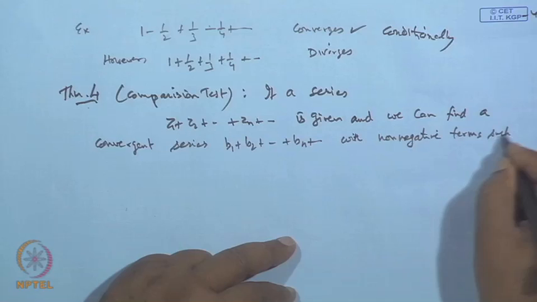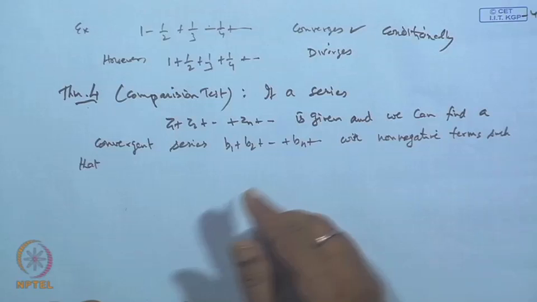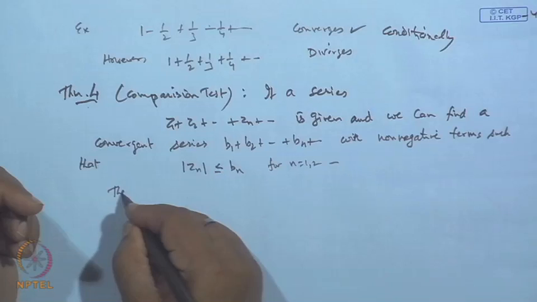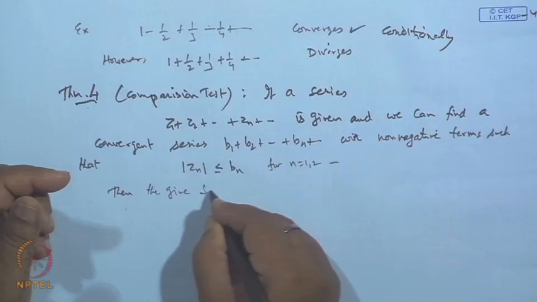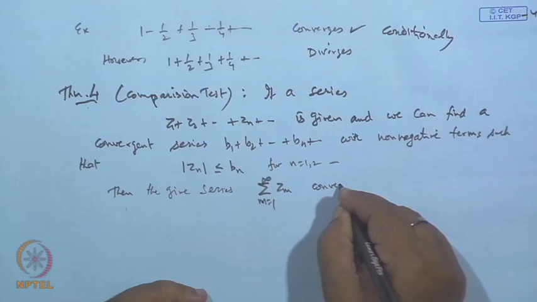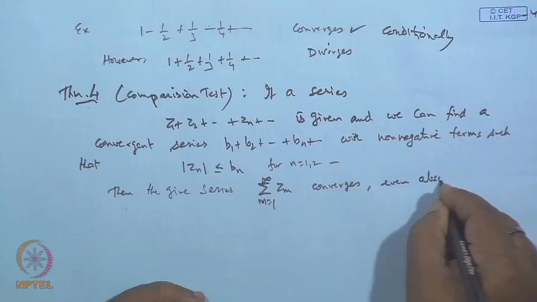Such that the corresponding terms of the series, that is Zn, is dominated by Bn for each n, and this is true for each n. Then the comparison test says the given series, sigma Zn, n from 1 to infinity, will converge, and in fact it converges absolutely. This is the result.